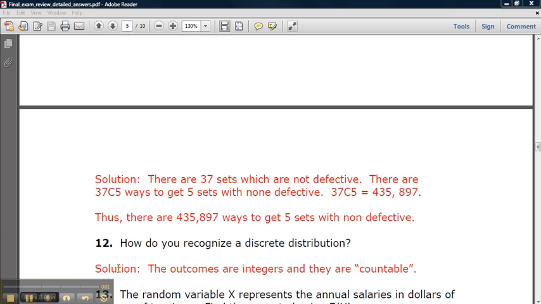Alright, welcome back. Part 3. How do you recognize a discrete distribution? Remember, discrete means countable integers. Something that comes from a counting process.